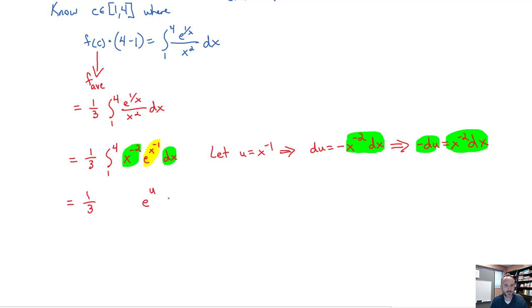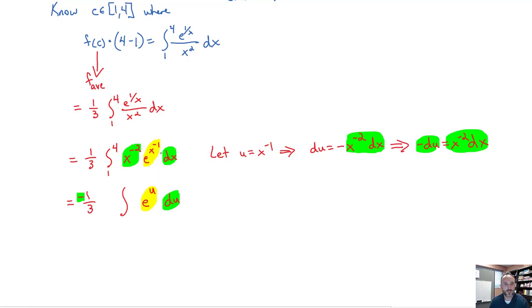So what I'm going to do is throw my du on here, and I'm going to throw my negative on my coefficient, so that's now -1/3, and I'm going to bring down my integral. So my negative du covers my x to the negative second dx, and my e to the u covers my e to the x to the negative first.